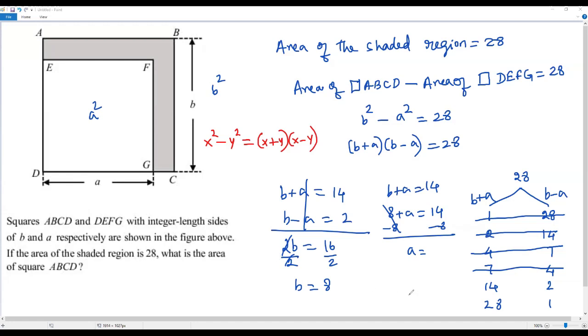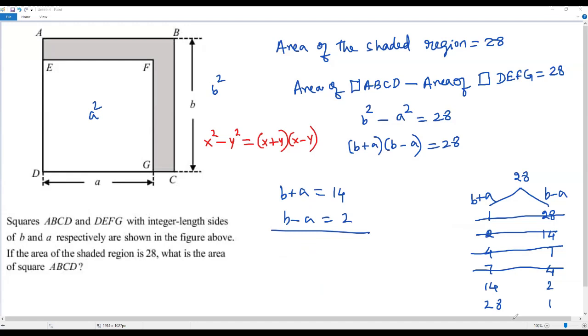Anyways, we can check the last pair, that is 28 and 1. That is, we have to plug in 28 for b positive a and 1 for b negative a. Let me do it. 28 and 1. Let's solve this system. Positive and negative will cancel out. 2b equals 29. Let's divide both sides by 2. When I do so, this 2 will cancel out, and b equals, when I divide 29 by 2, I am getting 14.5. I don't get an integer value for b, so I have to reject the last pair of factors as well.